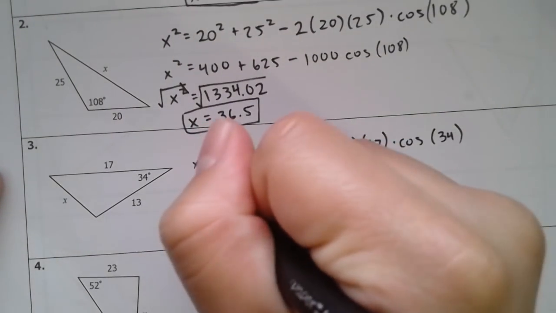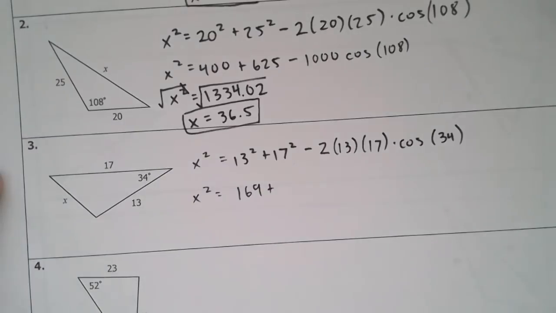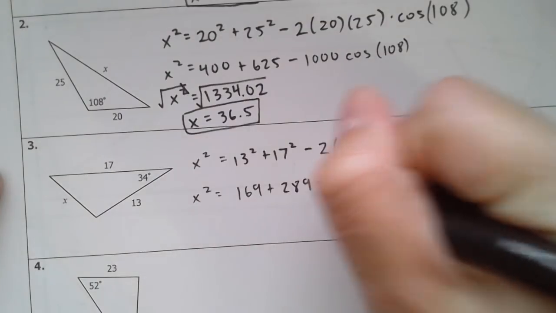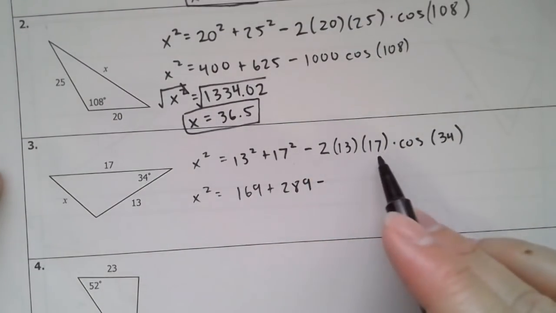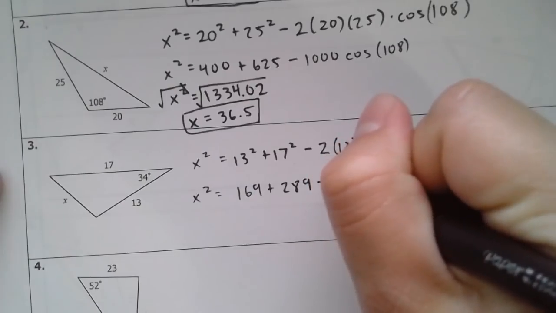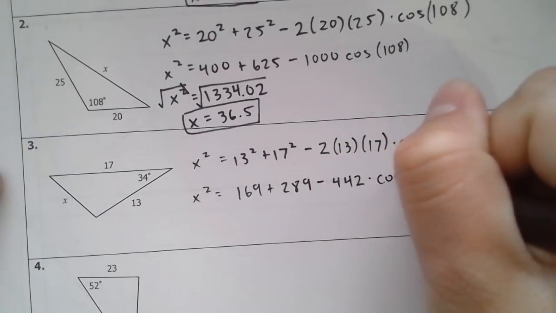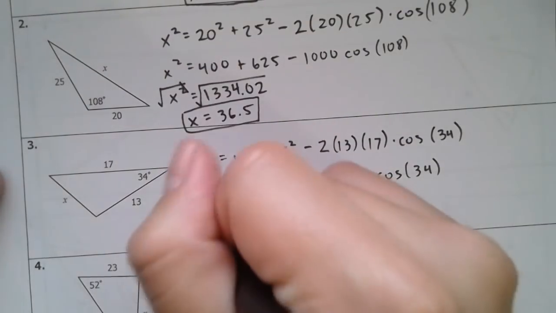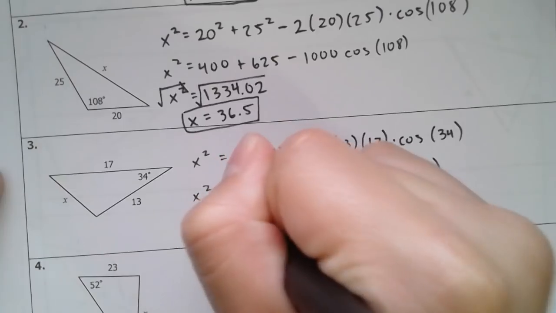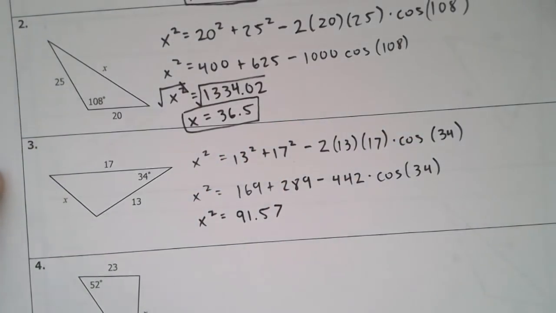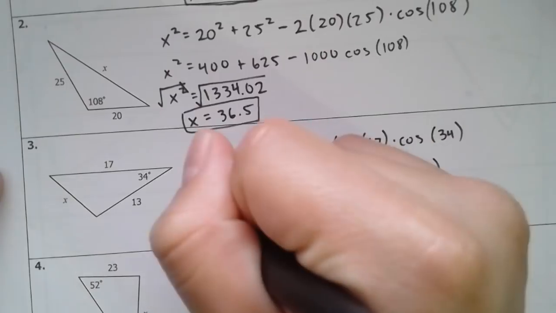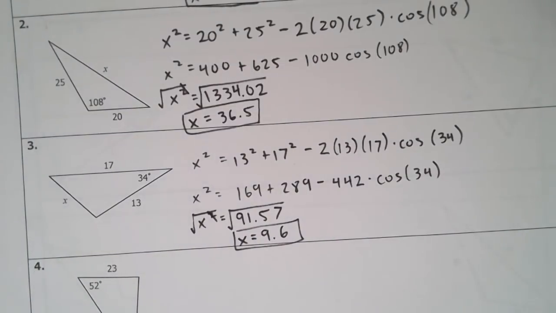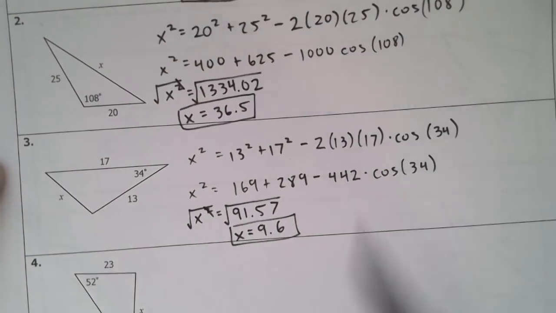So you get x squared is equal to 169 plus 17 squared, which is 289, minus 2 times 13 times 17, which is 442, times the cosine of 34 degrees. Here's what you input in your calculator. You're going to get x squared is equal to 91.57. Then you take the square root of both sides, and you're going to get that x is equal to 9.6.